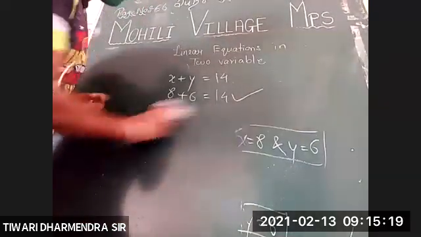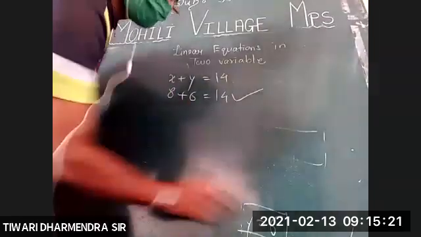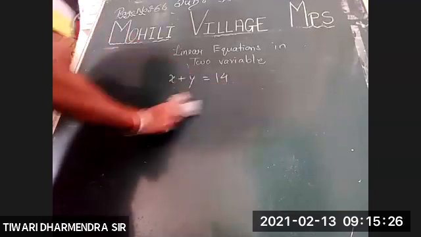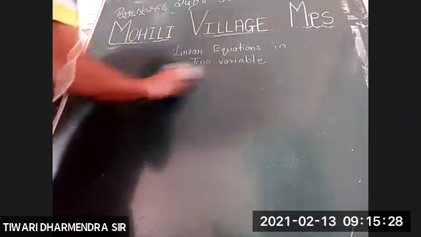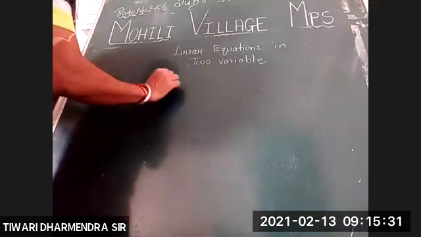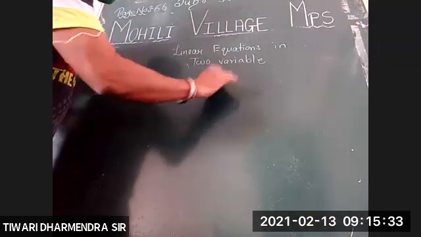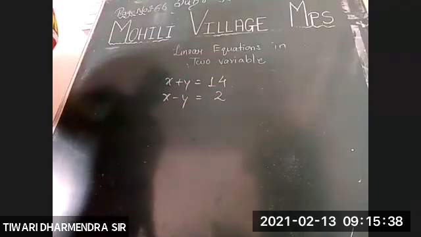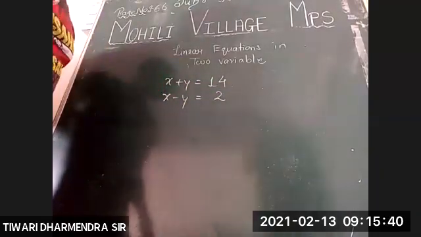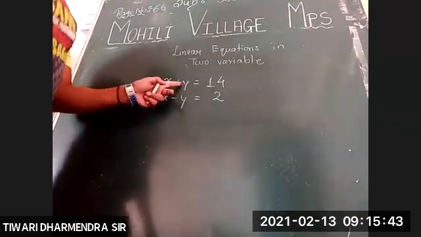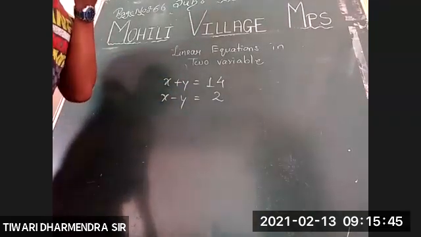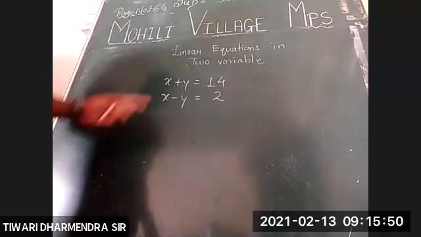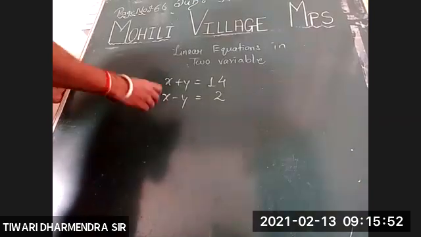Now, I have told you that I will be teaching you both the methods, vertically as well as horizontally. We have done horizontally. Now let's see vertically. The two equations were x plus y equal to 14, x minus y equal to 2. Now we can see that we are having the same variables with opposite sign. Not both the variables are having opposite sign, only one is having opposite sign. That is why, so what we can do?